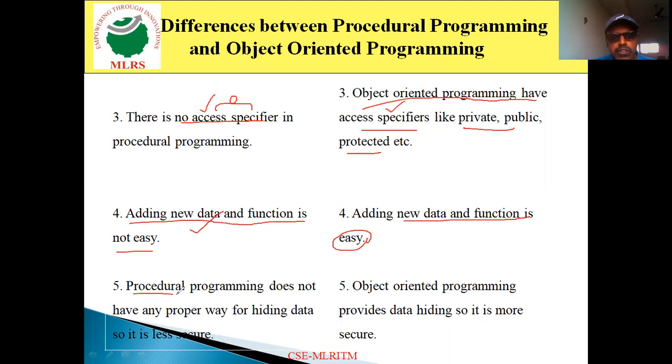And come to one more difference. Procedural programming does not have any proper way of hiding data, so it is less secure. That indicates there is no concept of hiding the data in procedure-oriented programming. Any function can access the data from outside of the main function also. If it is like so, then automatically security comes into the picture. In procedure-oriented programming it is less secure, which indicates any function can access the data.